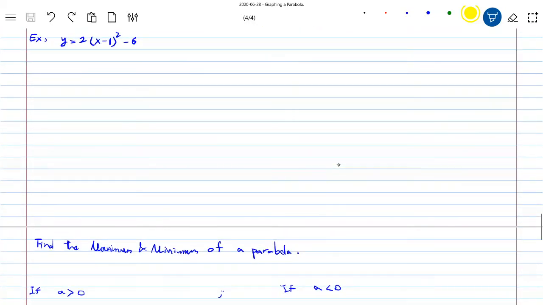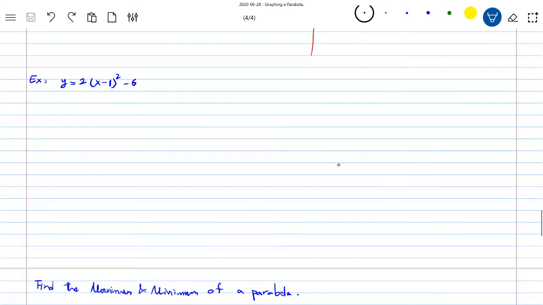Here's one more example. Y equals 2 times x minus 1 squared minus 6. And they ask you to figure out what is the y-intercept and x-intercept. Again, y-intercept always replace x with 0. If you replace 0, what you get is 0 minus 1, negative 1, squared times 2. That would be 2 minus 6, you'll get negative 4. Even though it's not in the standard form of a quadratic equation, you can still find the y-intercept by replacing 0.